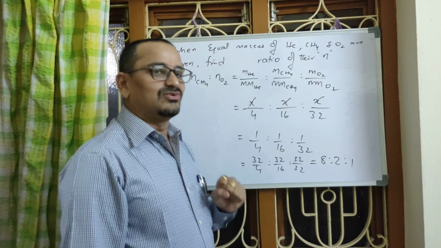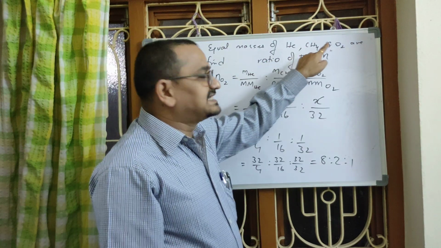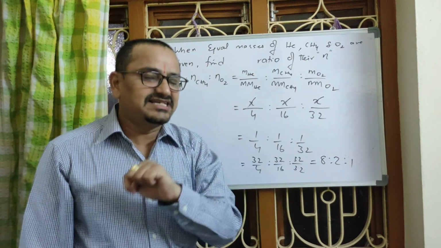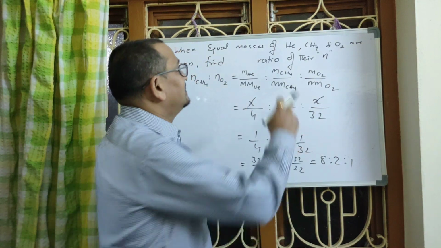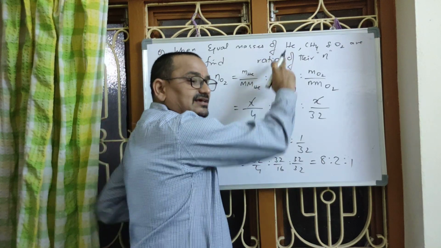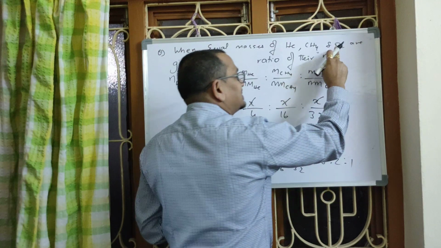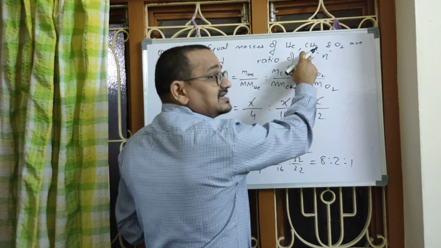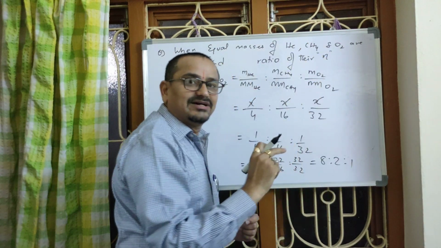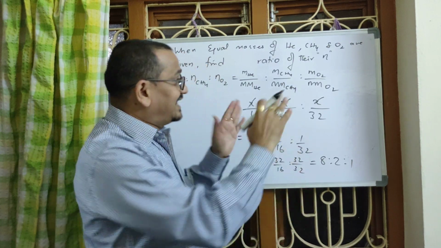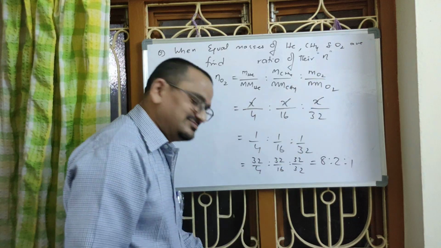In such a case, you do one thing. Among the three, which is heavier? Whose molecular mass is more? Tell me. This gram atomic mass is 4. This gram molecular mass is 16. Very good. This is gram molecular mass, not gram atomic mass. This gram molecular mass is 32. Which value is higher? 32. Take that 32 as common for all.